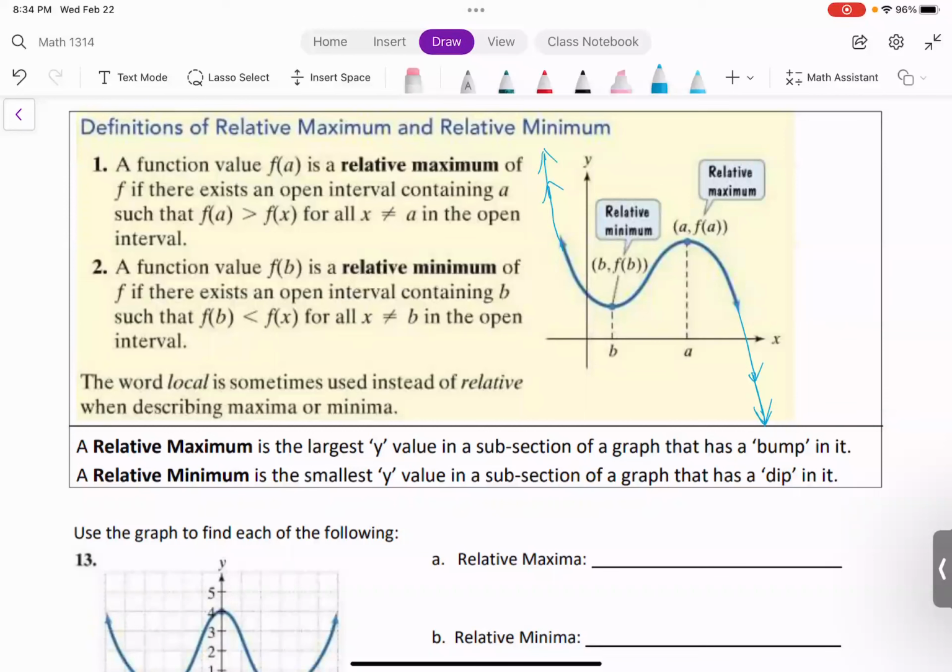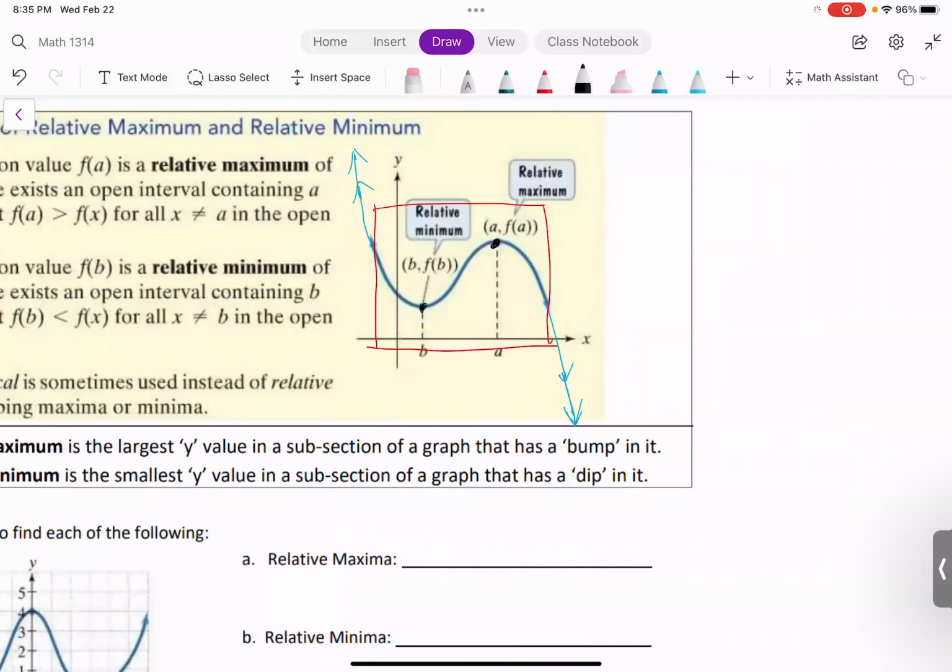We're talking about if I use a box to contain this area. So I just take a picture of my graph. I cannot take a picture of the whole function because it's all the way going up and going down. So in this picture, the dip and the bump represent the relative minimum and relative maximum. So this bump we call relative maximum. This dip we call relative minimum.